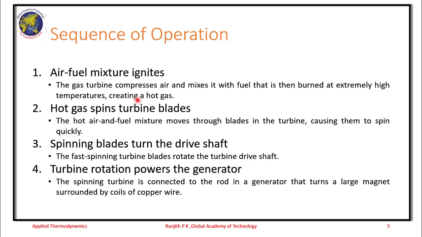So the compressed air is brought in contact with the fuel, and once these two combine, it liberates heat by combustion. This hot gas spins the turbine blades, that is, the hot air-fuel mixture moves through the blades in the turbine, causing them to spin or rotate quickly. Then the spinning blades turn the drive shaft. So what happens? These hot gases rotate the drive shaft of the turbine, and this turbine drives the generator, and thus electricity is produced.